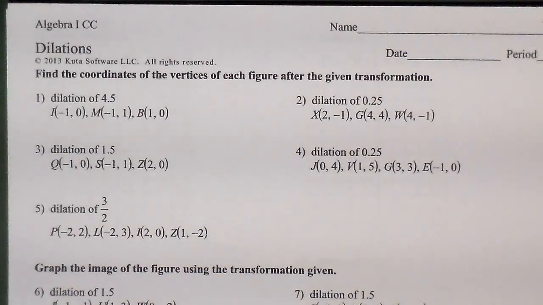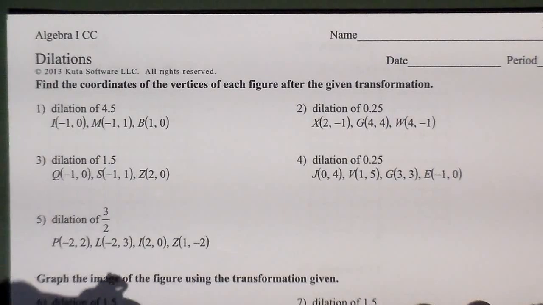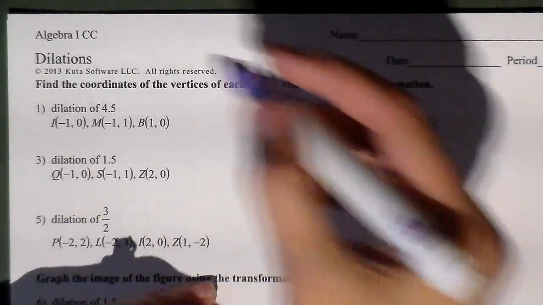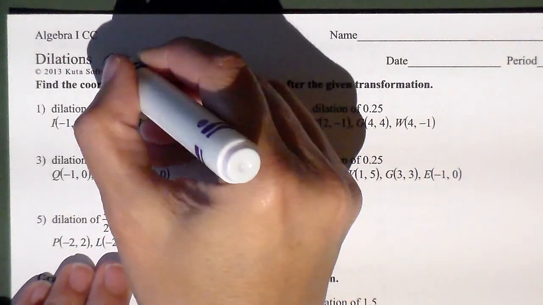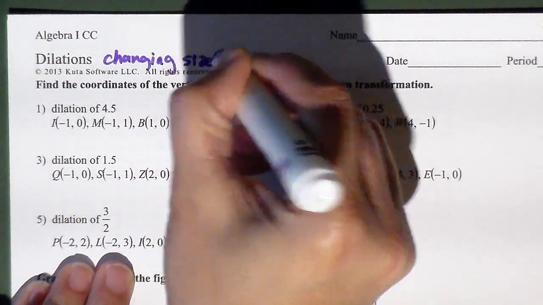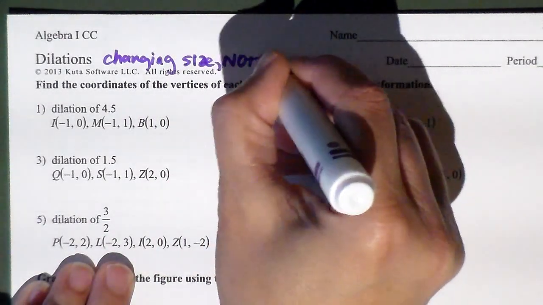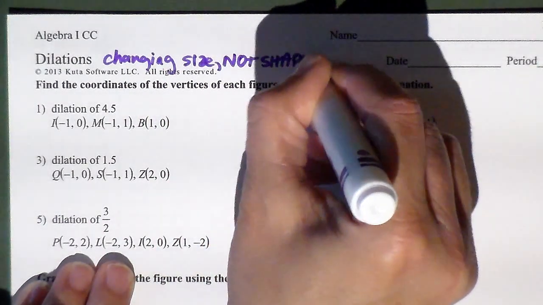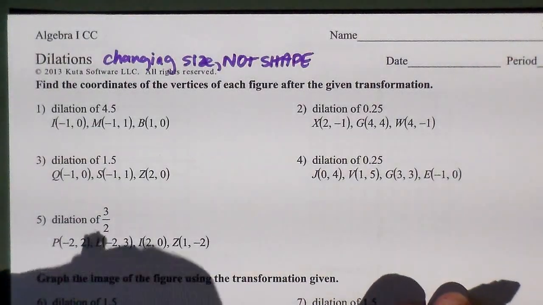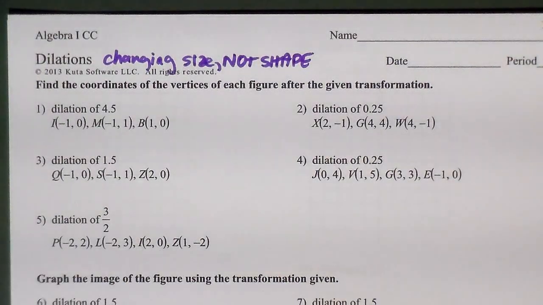Okay, we're going to do a few examples with dilations. So a dilation, remember, is when you change the size of the object, but not the shape. So when you do a dilation, you're actually changing size, but not shape. It's going to stay the same shape. We talked about dilations, like dilating your eyes or enlarging photographs. You have enlargements and you have reductions, okay?